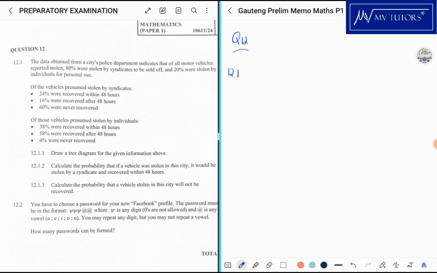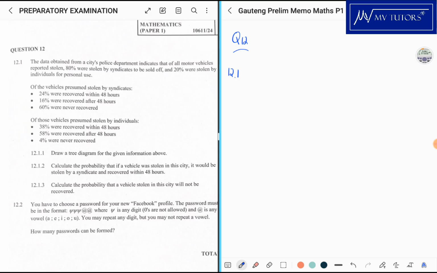So, the data obtained from a city's police department indicates that of all motor vehicles reported stolen, 80% were stolen by syndicates to be sold off, 20% were stolen by individuals for personal use. Of the vehicles presumed stolen by syndicates, 24% were recovered within 48 hours, 16% after 48 hours, and 60% were never recovered.